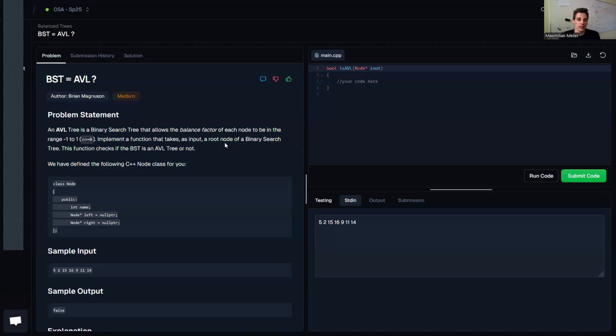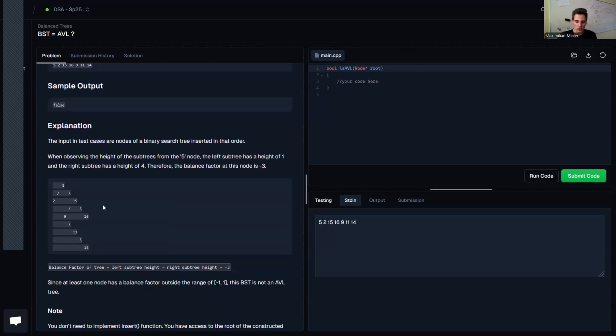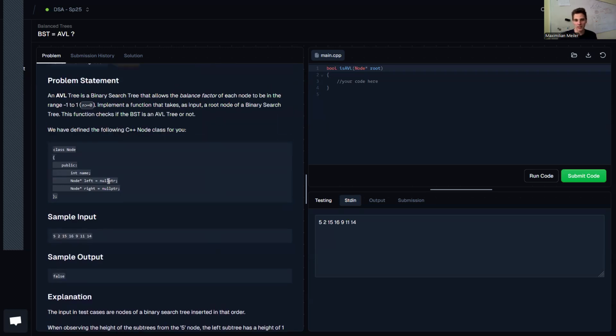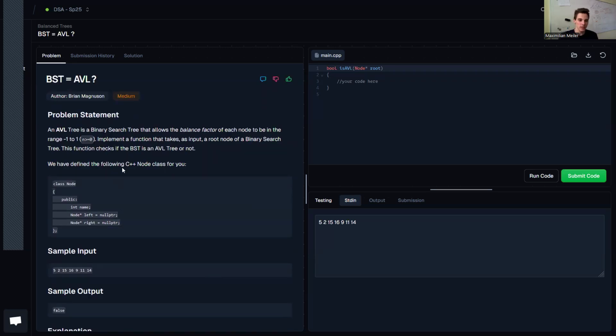Hey everyone, let's learn how to tackle this educator problem, BST equals AVL. This problem gives us a binary search tree and asks us to evaluate if it's also a valid AVL tree. The way that we evaluate this is we basically check the balance factor of each node, which is the height of one subtree minus the other.